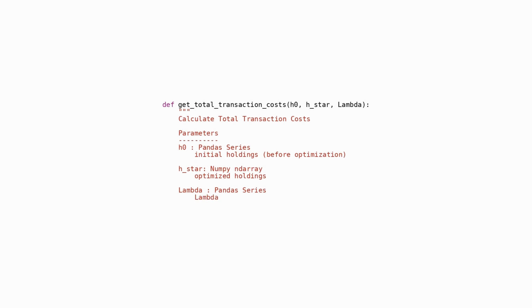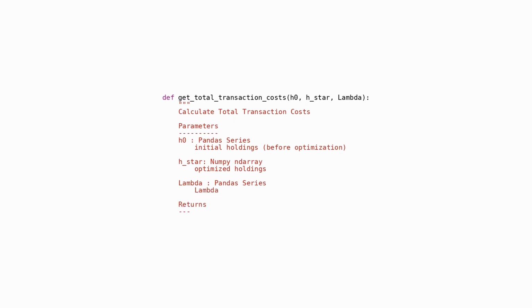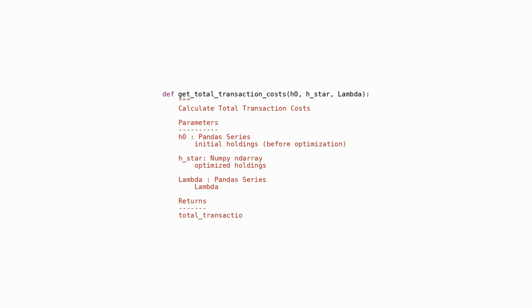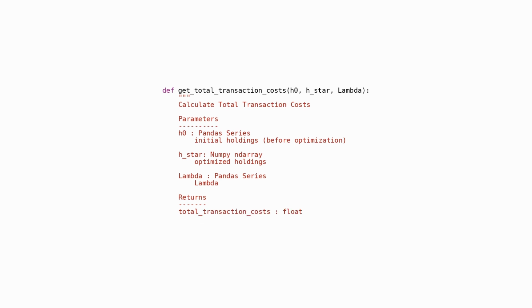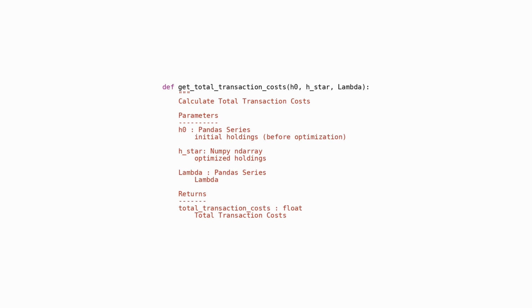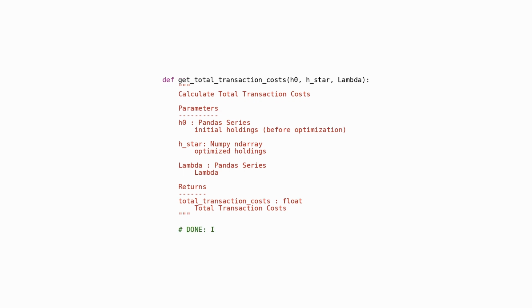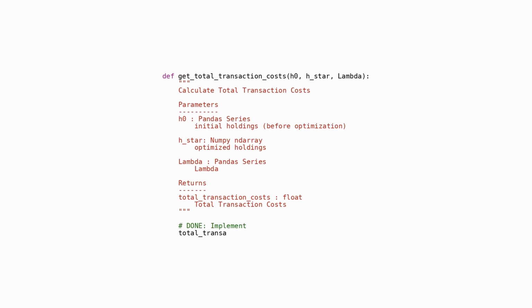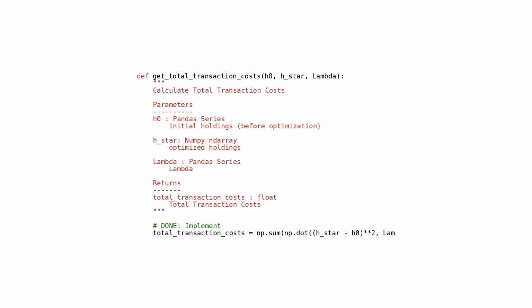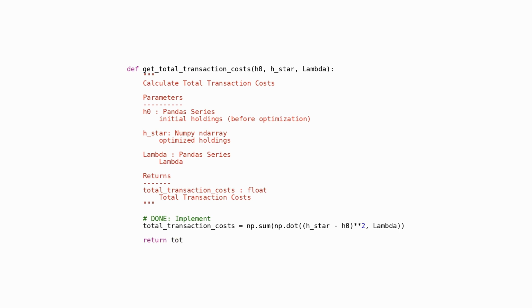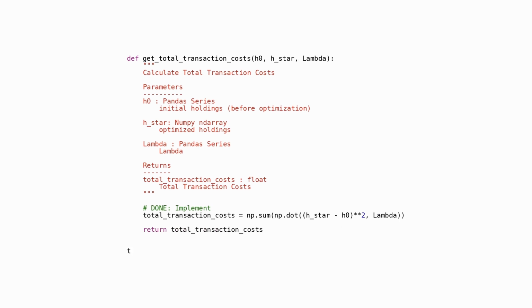The function computes the squared differences between the optimized holdings h_star and the initial holdings h0, element-wise. These squared differences are then element-wise multiplied by the corresponding values in lambda using the dot product. The sum of the result of this operation is considered to be the total transaction costs, which is finally returned as a float. After the function definition, the code calls this function with actual parameters h0, h_star, and lambda to calculate and store the total transaction cost in the variable total_transaction_costs.